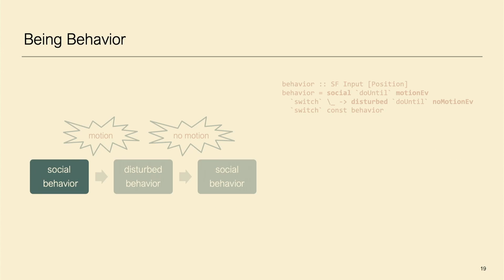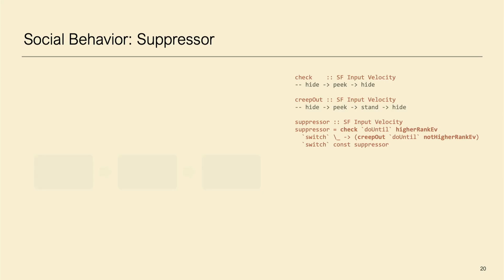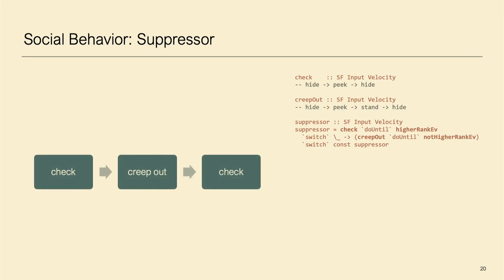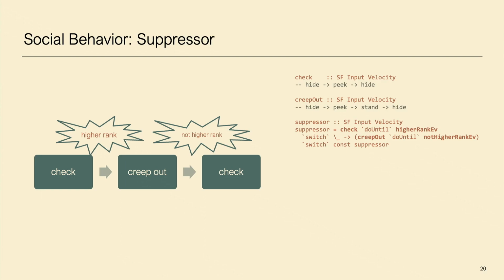Let's have a look at the social behavior. This is different depending on the role of the being, if it's a suppressor or a normal being. So for the suppressor, it looks like this. The suppressor just has a check behavior, which means it looks over the edge and hides again. It does this until it has the highest rank of all the beings that are outside. And then it will change to the creep out behavior and is allowed to go to the standing position. If nothing happens, the suppressor will hide again after some time so that other groups are allowed to come out. Or if there's a higher rank event because someone else is coming, it has to hide too.